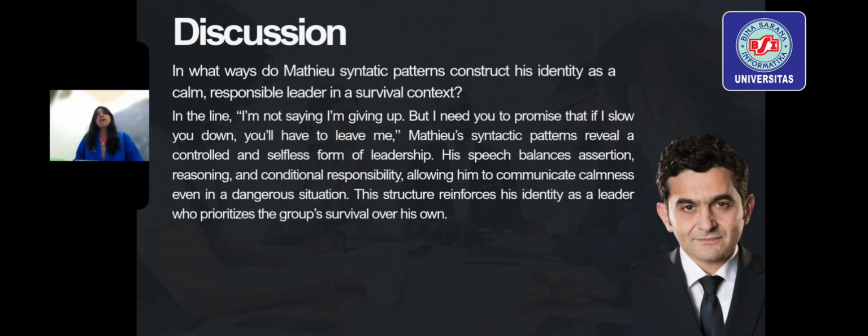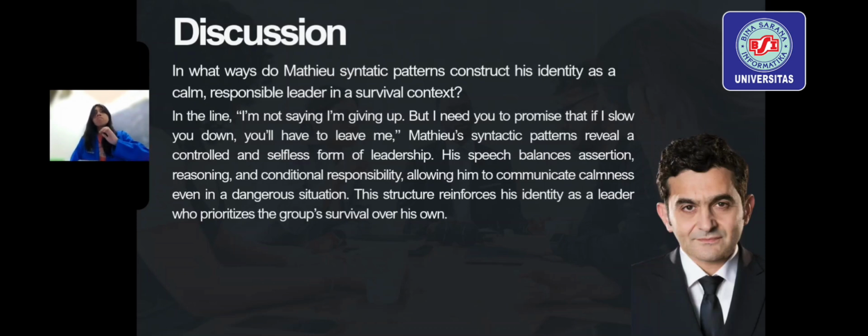Like he didn't care about his ego anymore. Like he thought, okay, as long as others are safe, I'm okay with it. He was like sacrificing himself as a leader so that the other people can survive. This shows a true leader, not one who barks orders or something. His speech balanced assertion, reasoning, and conditional responsibility, allowing him to communicate calmly even in their situation. This structure reinforces his identity as a leader who prioritizes the group's survival over his own. Okay, I think that's all.